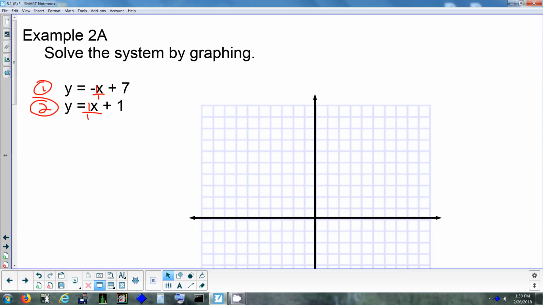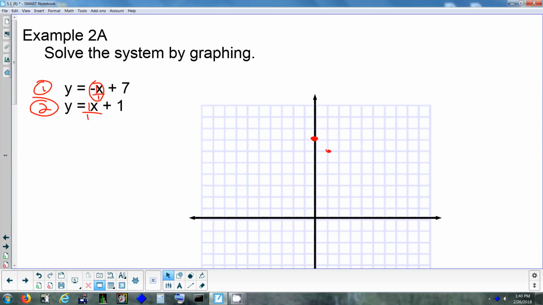Connor, what's my y-intercept in equation 1? 7. Now, the 7 means I'm going to put a dot on 7. Is that on the y-axis or the x-axis? The y-axis. Yeah, we don't call it the x-intercept, we call it the y-intercept. So we've got a dot on 7. Now, this part right here gives me directions. Where do I go from that dot I just put to get another point? Up, down, and then right which way? How many? You're going to go down 1 and right 1.